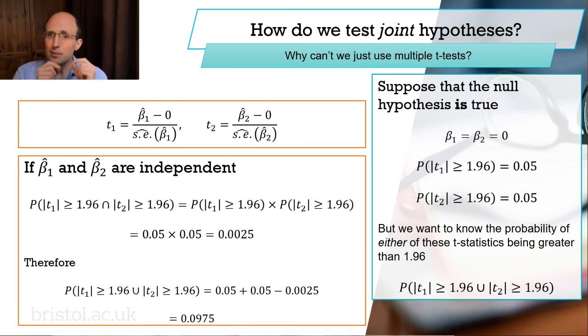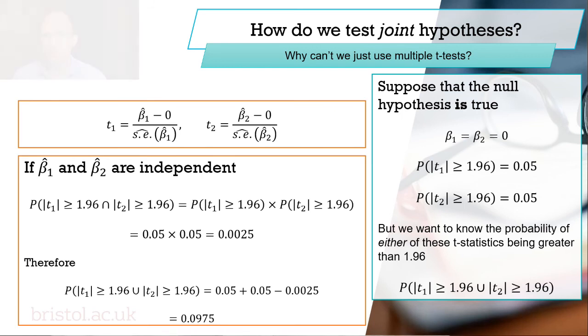So if we're simply looking at the individual t-statistics and comparing those individual t-statistics with 1.96, then we're rejecting the null hypothesis more than 5% of the time when the null hypothesis is true. Remember, we're saying that beta 1 is equal to beta 2 is equal to 0. Yet if we simply look at the individual t-statistics and compare them with 1.96, and if either of them is greater than 1.96, we reject our joint hypothesis. We're rejecting that joint hypothesis more than 5% of the time. We're not working at the 5% significance level.